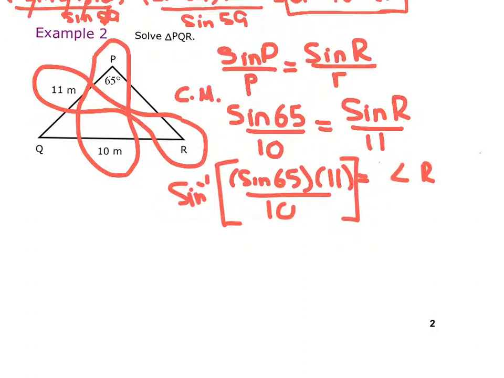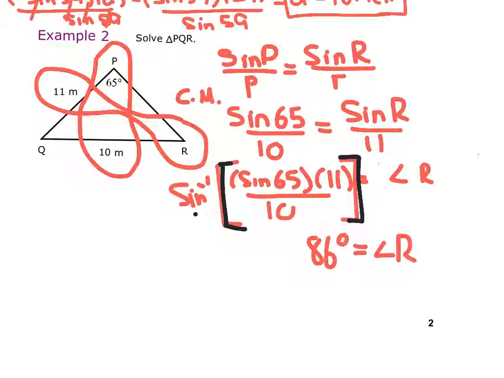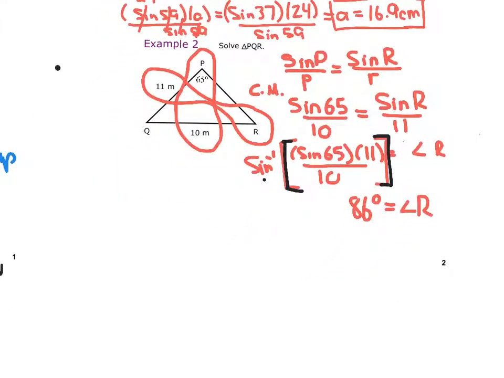So when you do the math here, you're going to go sine inverse bracket, and then inside the bracket, you're going to put all that information. So it takes a little bit more work with the calculator, but it can all be done in one step. And you're going to be left with 86 degrees equals angle R. So solving for an angle using sine law just requires a few more calculations. So what we've done is now we've solved for angle R.